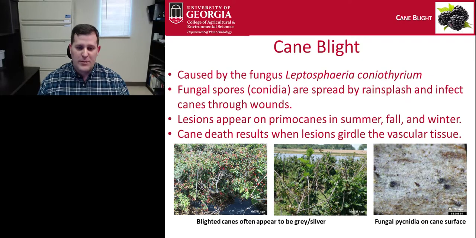Lesions from cane blight appear on primocanes in the summer, fall, and winter, and likely before the next season, those canes will be girdled completely as the lesion continues to expand, and you will not get fruit production on those canes.